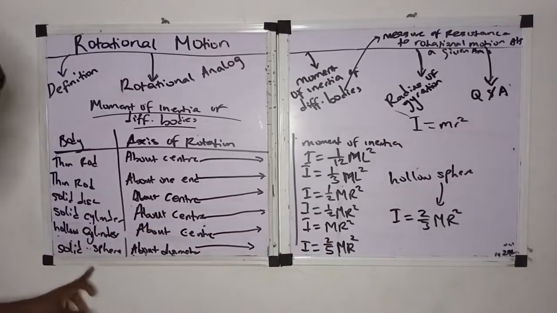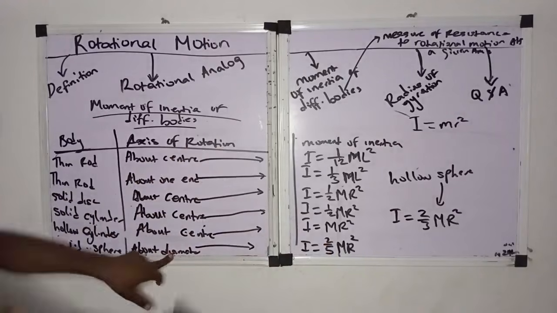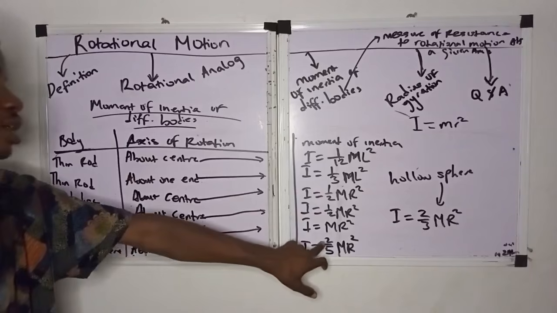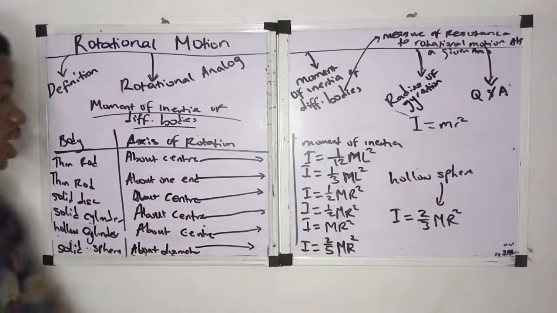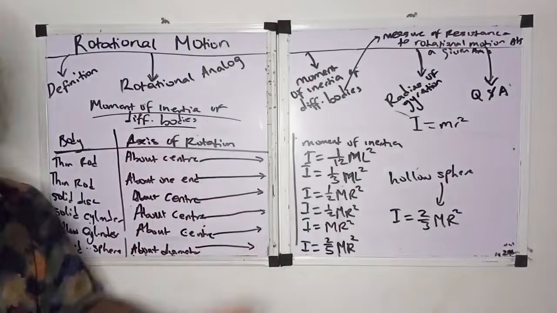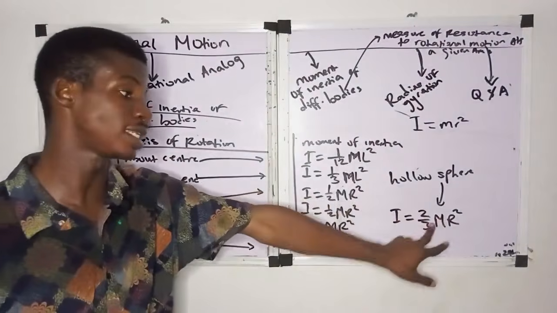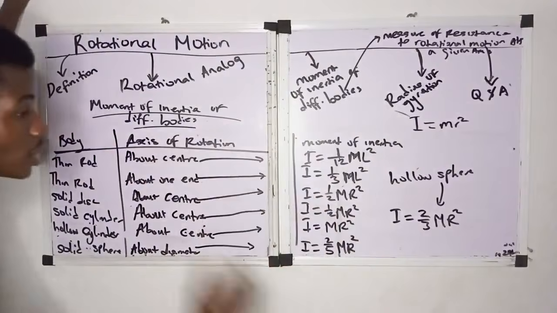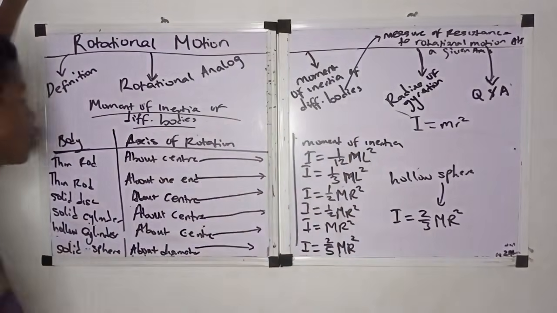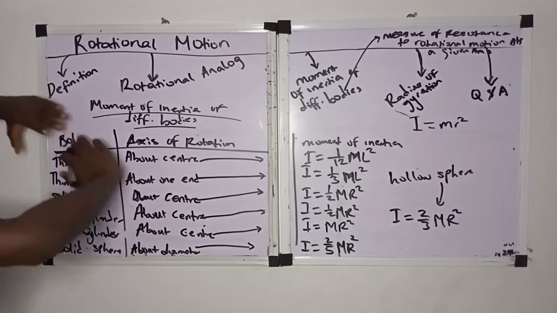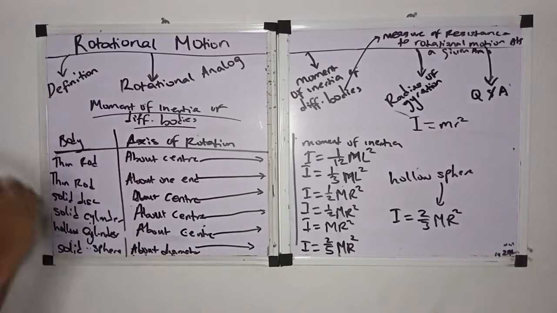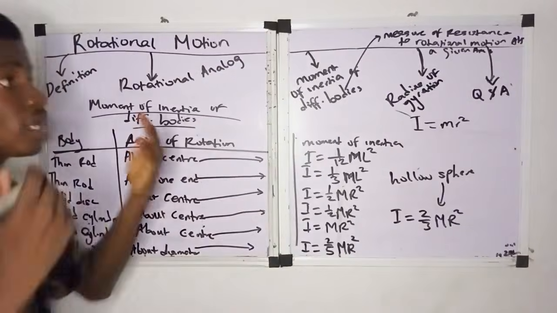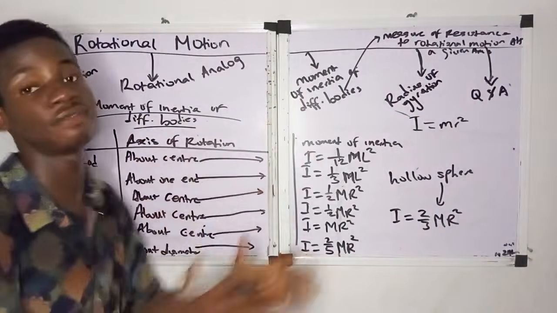Then for a solid sphere, axis of rotation about the diameter, the moment of inertia is 2/5 mr square. Then for a hollow sphere, the moment of inertia is 2/3 mr square. So these are the moments of inertia of different bodies. There are more, I just give you these ones: a thin rod, a solid disc, a solid cylinder, a hollow cylinder, a solid sphere, a hollow sphere.